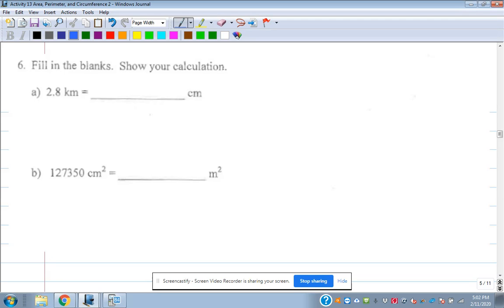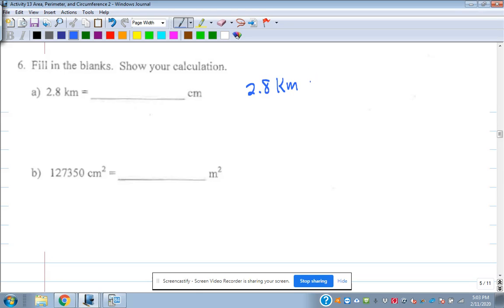All right, so 6 is a really easy one here. We're going to convert, and we're going to show our calculation as to how we're doing that. So that's going to be our explanation, showing that calculation. So 2.8 kilometers into centimeters. What I like to do when I'm converting is to show that I'm going to go through the standard measurement to get down to that smaller one.